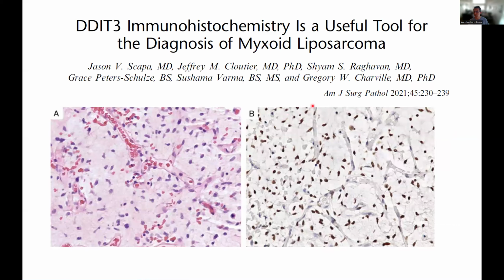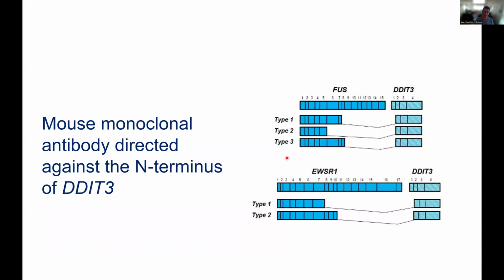However, based on that knowledge, a new antibody was developed, DDIT3 immunohistochemistry, that works very well, and it shows this very clean, strong, diffuse nuclear positivity in cases of myxoid liposarcoma. And the antibody is a mouse monoclonal antibody that is directed against the N-terminus of the DDIT3.